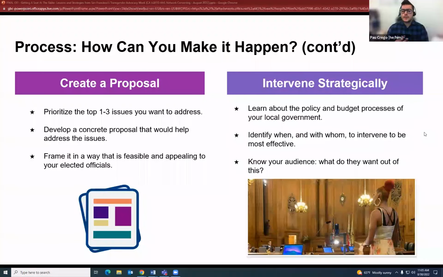And then what if these elected officials want out of this, right? What would they get out of really making Our Trans Home, for example, a reality? And we'll talk a little bit more in the next few slides about that. Okay, next slide.